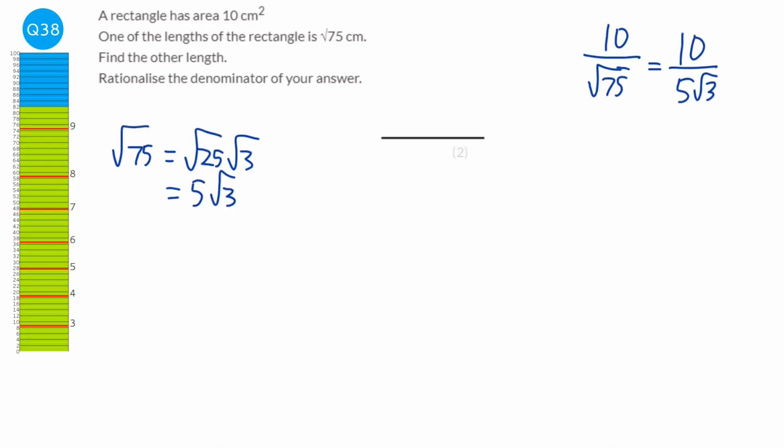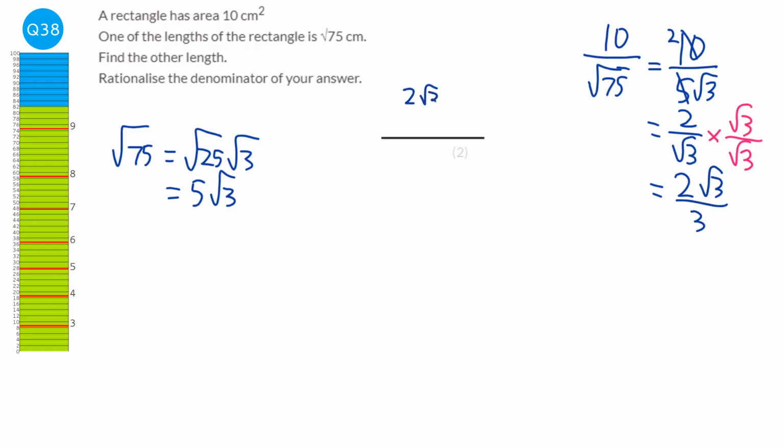Now notice top and bottom can be simplified, so that becomes 2 over root 3, and we're asked to rationalise the denominator, so we're going to times this by root 3 over root 3, and so we end up with 2 root 3 over 3. So our answer is 2 root 3 over 3.